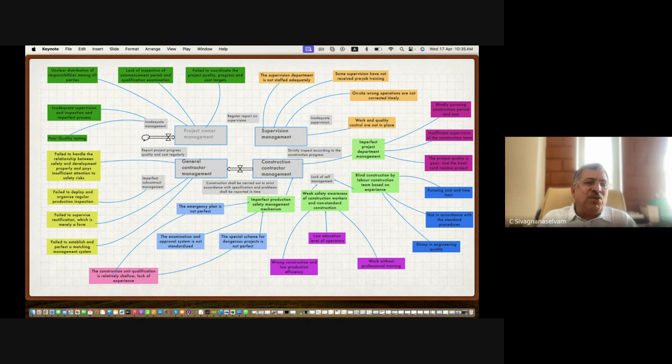And if he fails to deploy and organize regular production inspection, that is, every now and then, course correction is the most important thing, and post correction is very, very difficult in any construction. So it is pre-instruction and course correction to avoid post corrections, which take time and money. Okay, and failed supervision rectification, which is merely a form, and failed to establish a perfect matching management system.